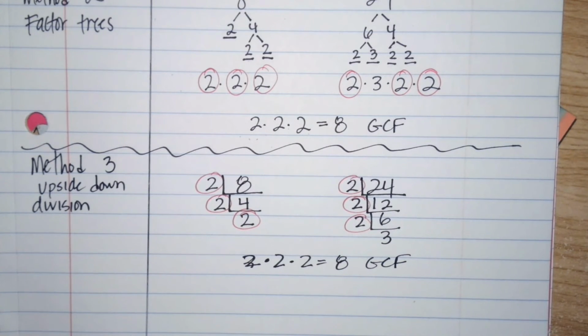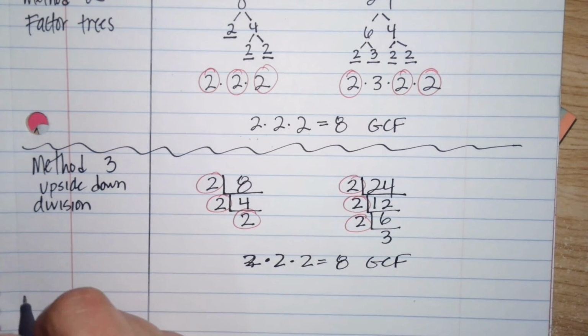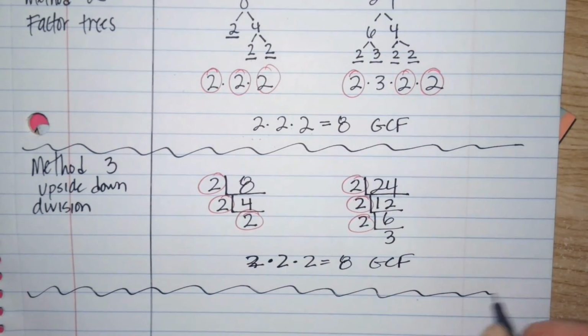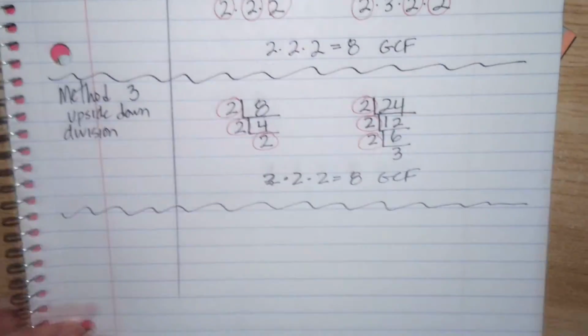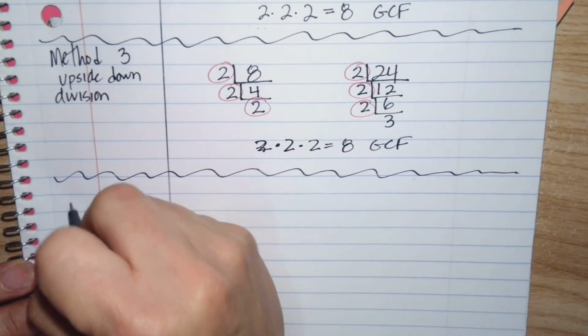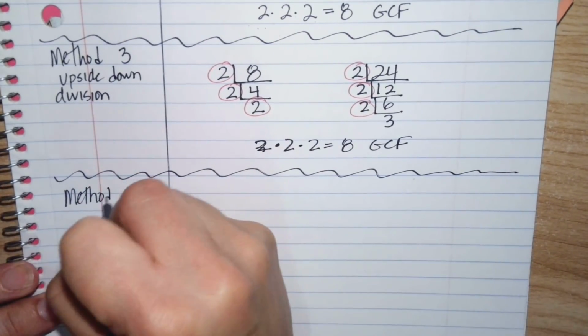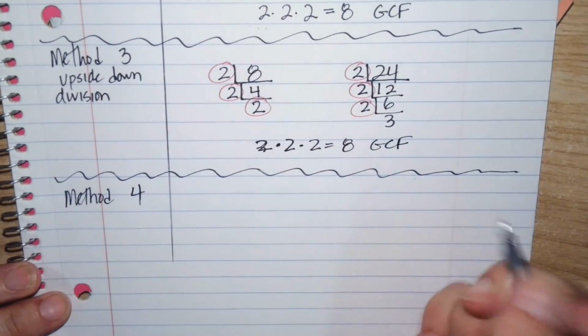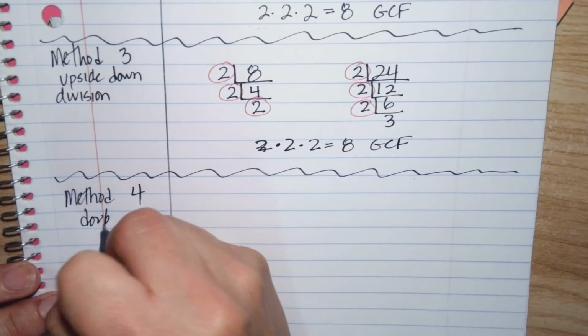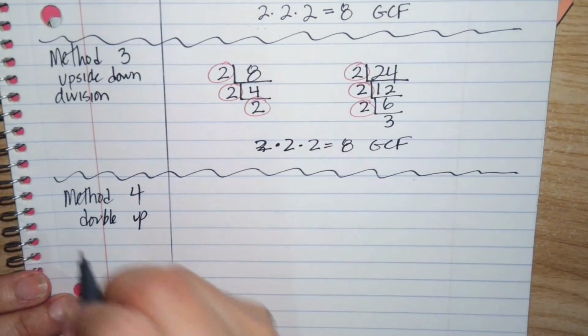Okay. All right. Now my last method is my favorite method of doing greatest common factor, and method 4 for me is doubling up, using upside down division.